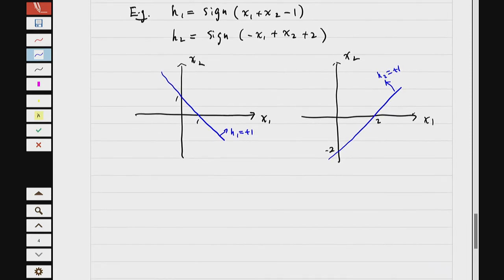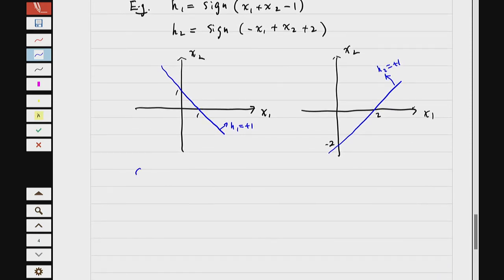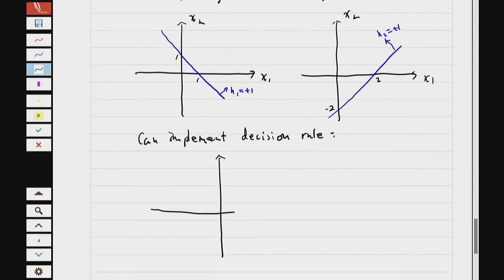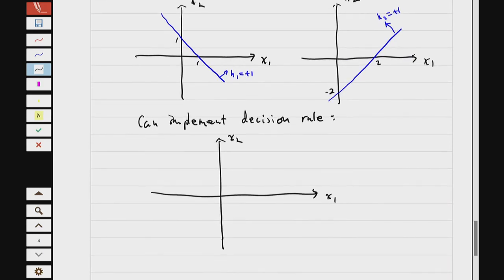Okay. So now, if we have these two lines, we can combine them to implement the following rule. So now we can implement a decision rule as follows, that has both of them taken into account. So x1, x2, okay? Now this is our space. But let me draw those two lines back. So we have this, like that, yeah? And then the other one is 2, so something like this, yeah?